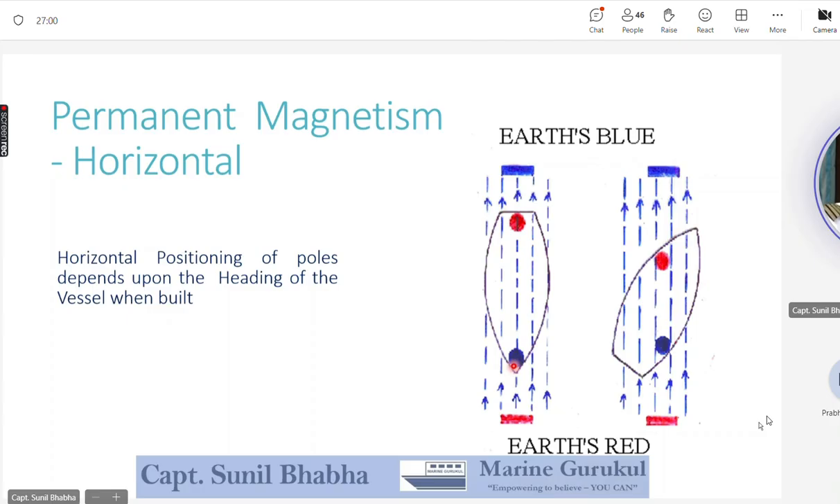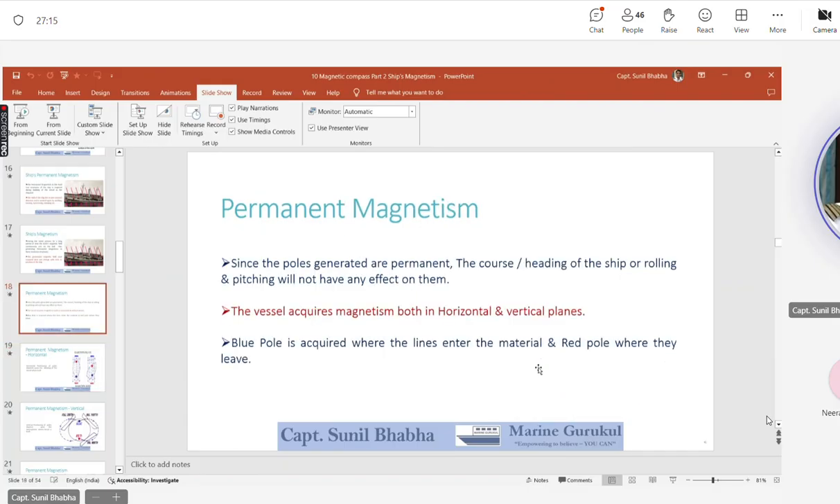So any doubts coming up to here, beta? Sir, in the previous slide, it was mentioned that it does not depend on the heading, I think, was for before this slide. Okay, I'll show you the previous slide. Here it is, beta. You want to say, it means after it has acquired magnetism, right? That is correct, beta. This is after the ship is built and it starts sailing. So once the poles are acquired, whatever course or heading the ship is on, it will not affect these poles since these are permanent.